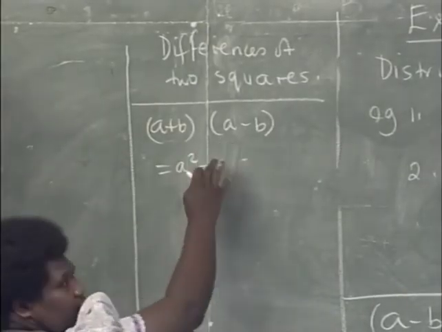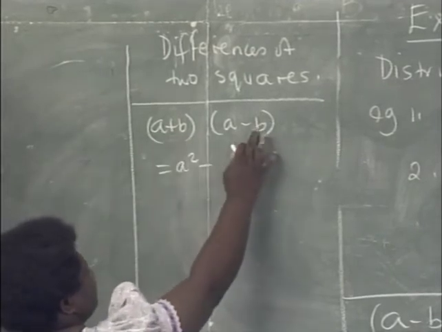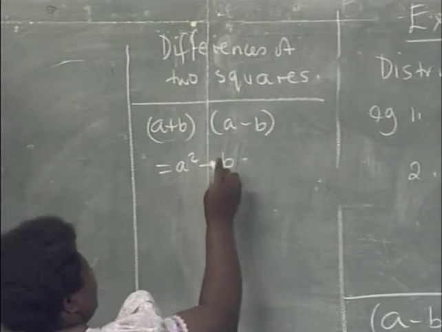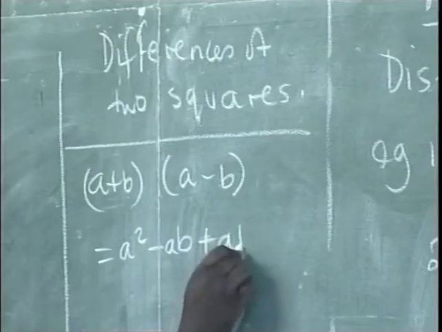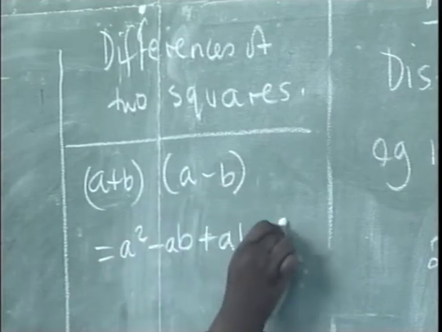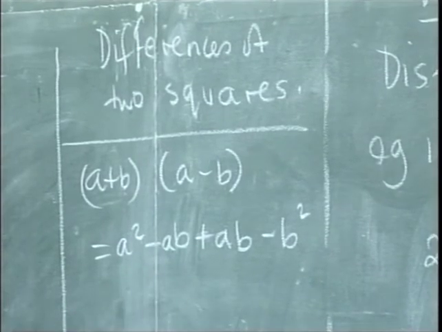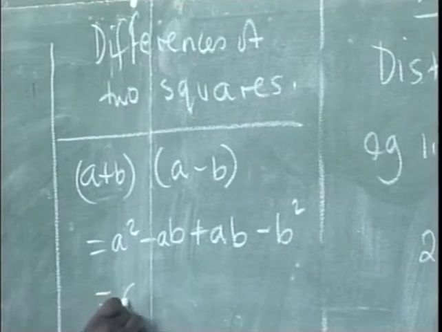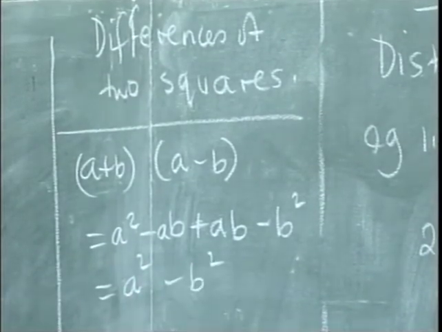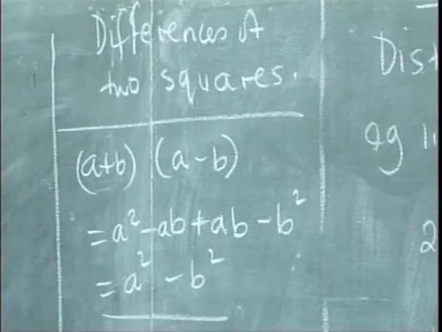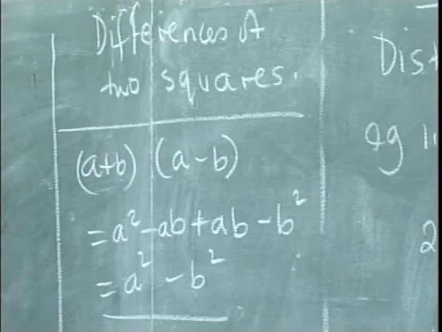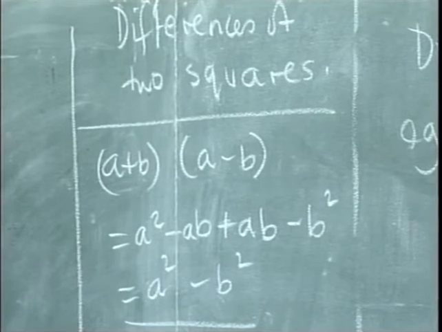Okay, A times A, that's correct. A times A is A squared. A times minus B is minus AB. B times A is plus AB. And then B times minus B is minus B squared. And minus AB plus AB is 0. That is why you end up with A squared minus B squared. Okay, this is called a difference of two squares. It is called a difference of two squares because it has two terms: A squared and B squared, and the sign in the middle is a minus sign.